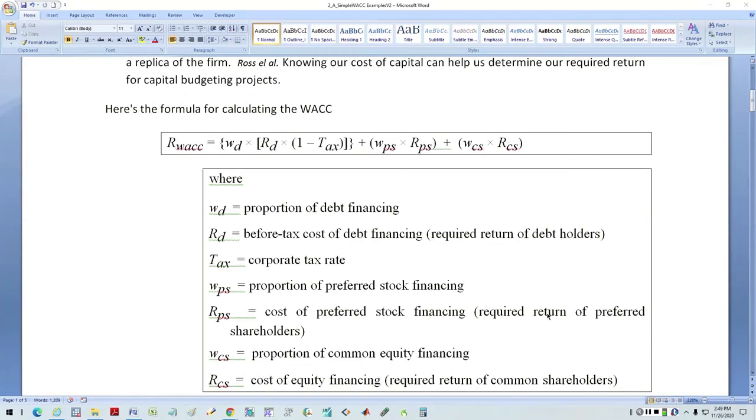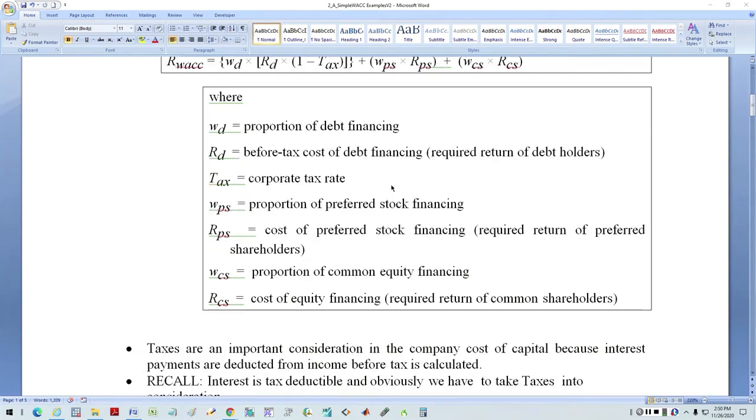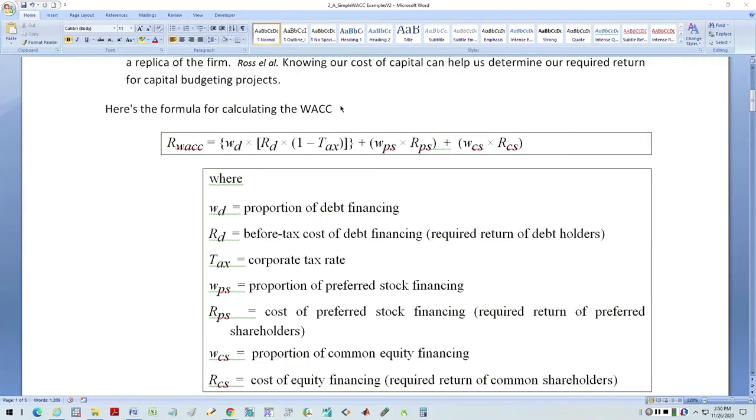We have our WACC equal to WD times RD times (1 minus the tax rate), plus WPS times RPS, plus WCS times RCS, where WD is the proportion of debt financing, RD is the before-tax cost of debt financing, tax is the corporate tax rate, WPS is the proportion of preferred stock financing, RPS is the cost of preferred stock financing, WCS is the proportion of common stock financing, and RCS is the cost of equity financing. So remember, interest is tax deductible, and obviously we have to take taxes into consideration when we are calculating the after-tax cost of debt.